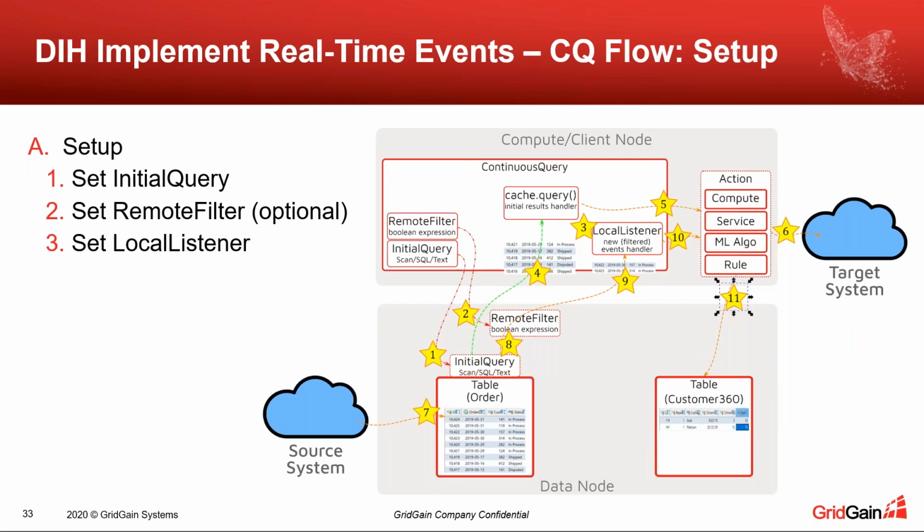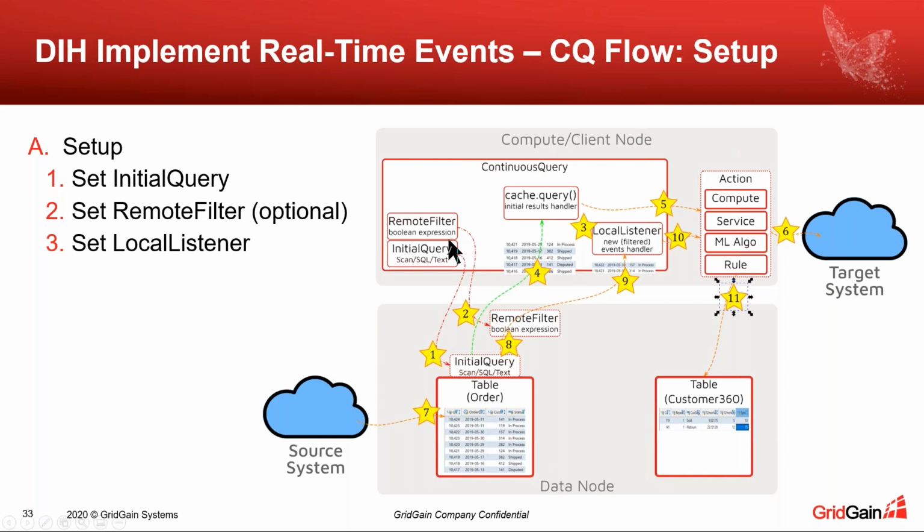Okay, let's walk through this in a little bit more granular approach. There are essentially three phases that you go through to get this to actually work. So the first phase is the setup phase, and steps 1 through 3, highlighted in little yellow stars here. The first step is for you to set the initial query and attach it to the cache or the table. This query is going to operate on all of the data nodes. So it's not a remote thing. It's attached directly to the node where the data exists.